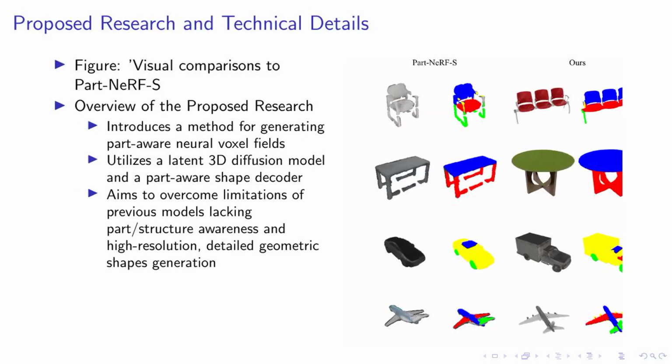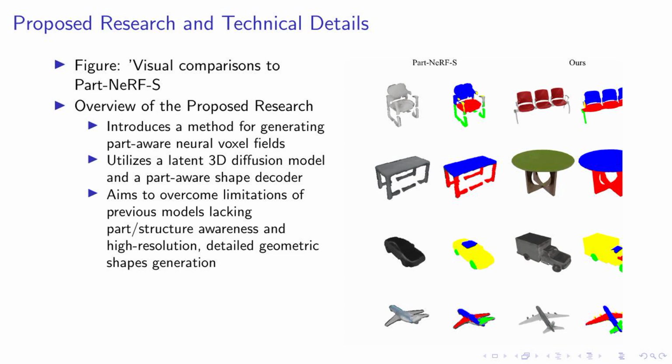In this slide, we delve deeper into the technical details of our proposed research. As you can see on the left, we have a visual comparison with PartNeRF, a state-of-the-art model. Our method, however, introduces a novel approach for generating part-aware neural voxel fields. We utilize a latent 3D diffusion model and a part-aware shape decoder.